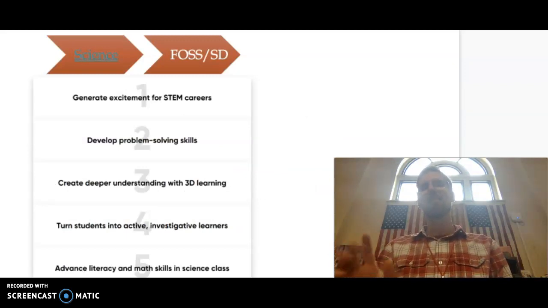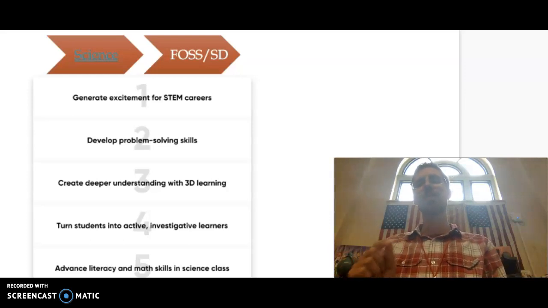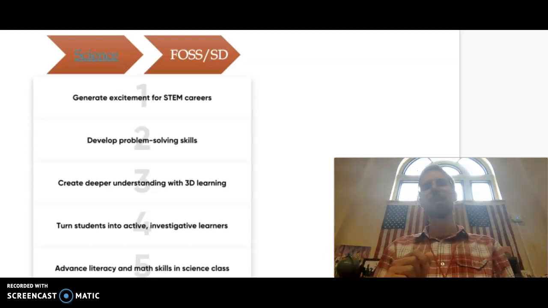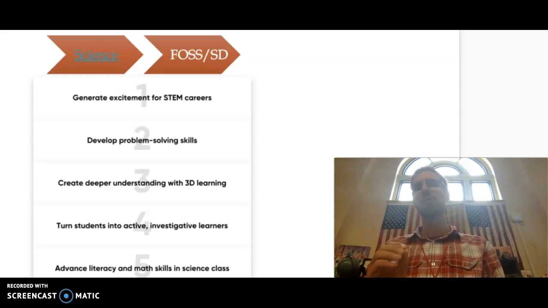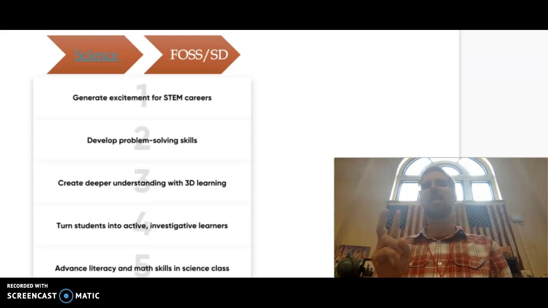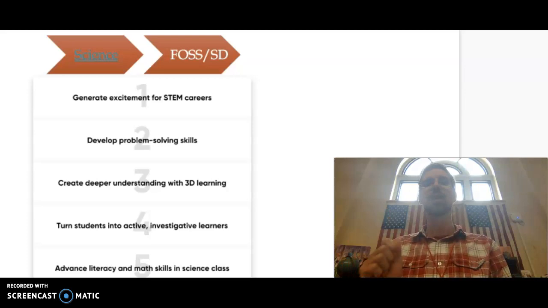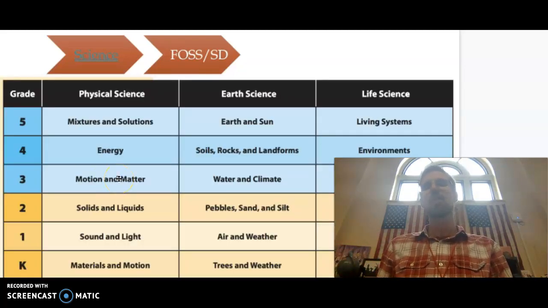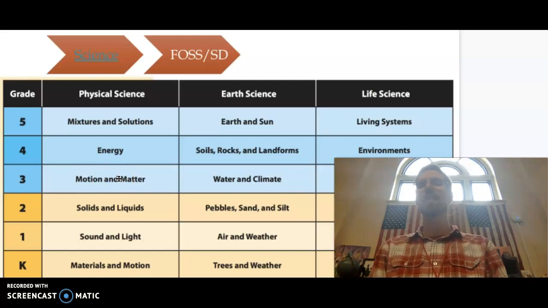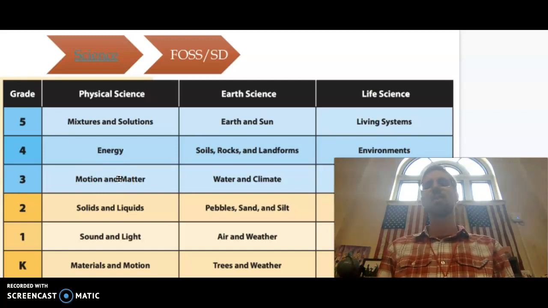There are 5 extra steps. We want you to get really excited about STEM careers, considering how you can solve problems with these skills in the future. Number 3, we want you to have a deeper understanding of the disciplinary core ideas, the cross-cutting concepts, and the science and engineering practices, as well as turn you into active investigating learners with a lot of inquiry. We also want to advance literacy and math skills in science. Here's some of the topics that you might be learning about in physical science, earth science, or life science. Grade 6, you'll focus mostly on the earth science strand.